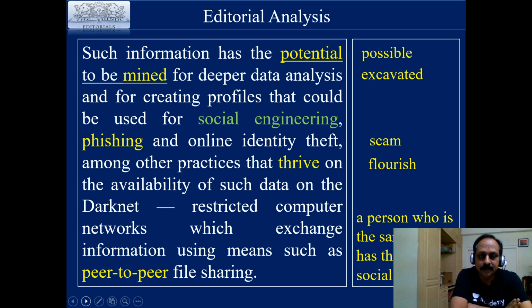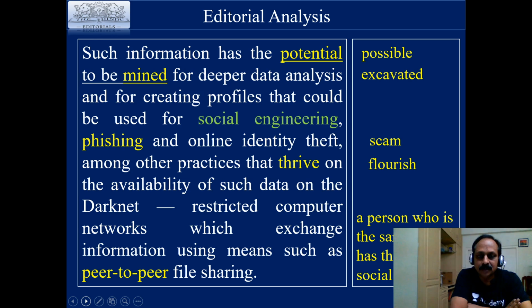When this sort of data is available, what are the consequences? Such information has a potential to be mined for deeper data analysis and for creating profiles that could be used for social engineering, phishing, and online identity theft, among other practices that thrive on the availability of such data on the darknet. What is this darknet? Restricted computer networks which exchange information using means such as peer-to-peer file sharing.